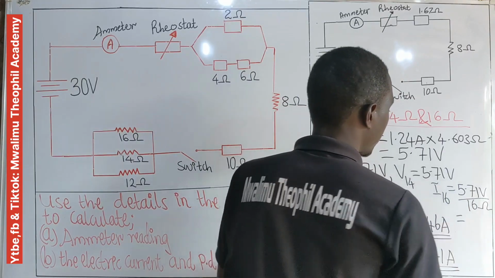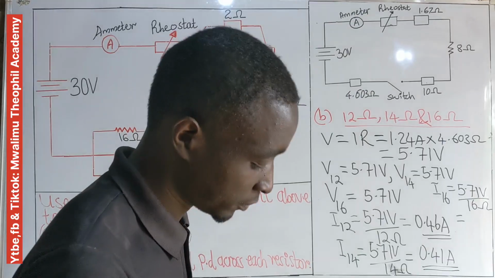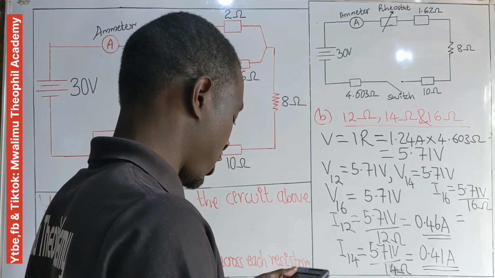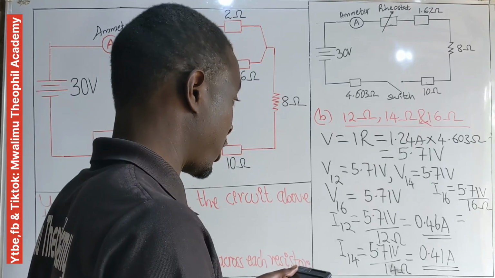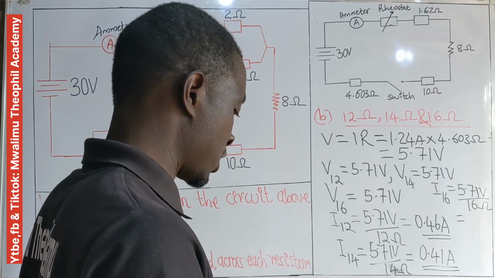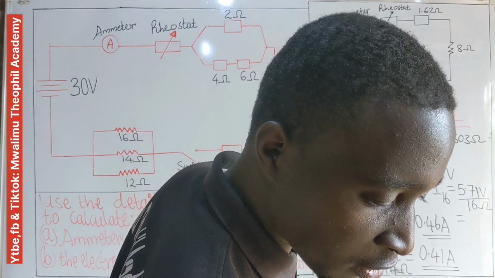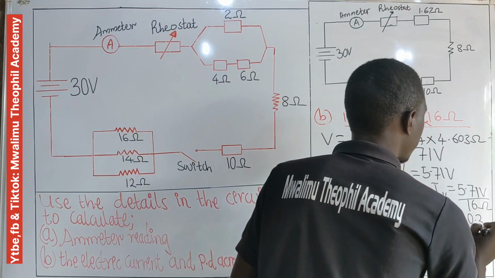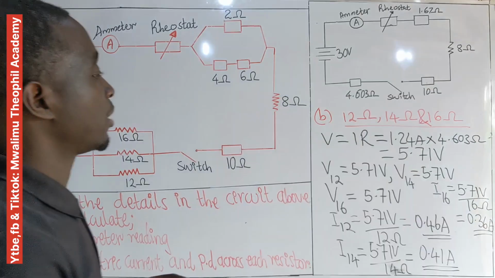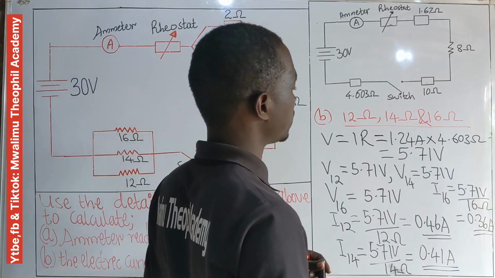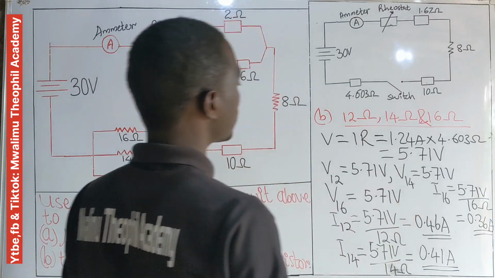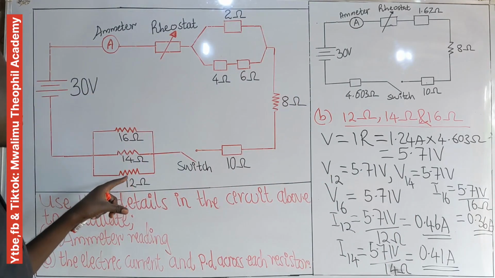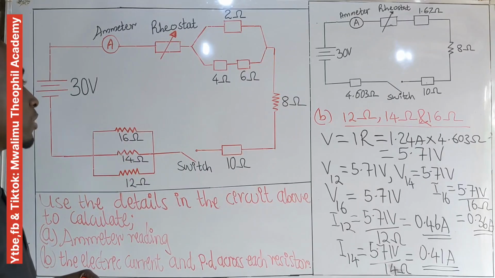Now this will give us, let's compute again. 5.71 divided by 16. We have 0.36 ampere. Now this is the current flowing in the 16 ohm resistor. So we are through with the potential difference and current in these three resistors, 12, 14, and 16 ohm resistors.